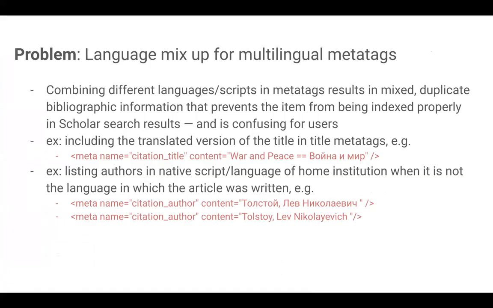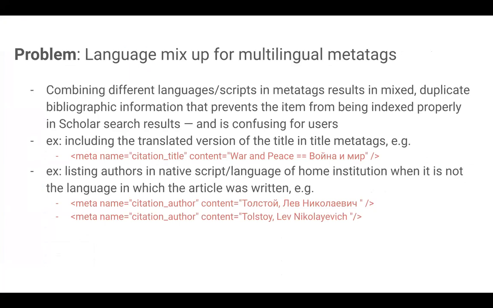I would say the third most common problem that we come across is different kinds of language errors. I'll describe two. So another common error for OJS journals occurs when multiple languages or scripts are combined in the meta tags for a single article. And this results in mixed, often duplicate bibliographic information. It causes confusion both for the Scholar indexing system, but also crucially for end users.